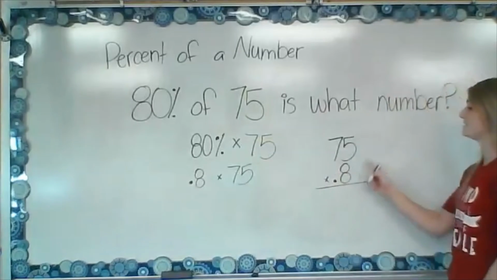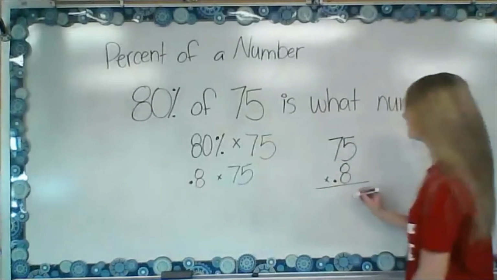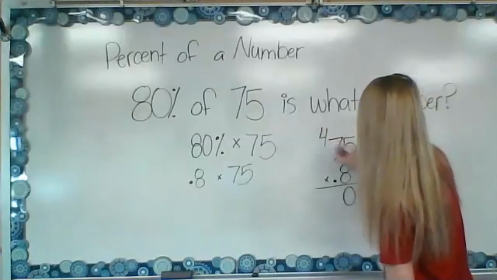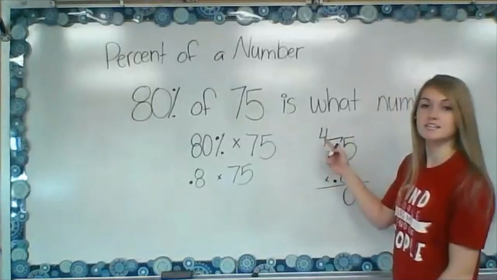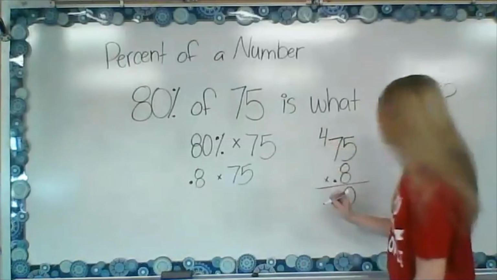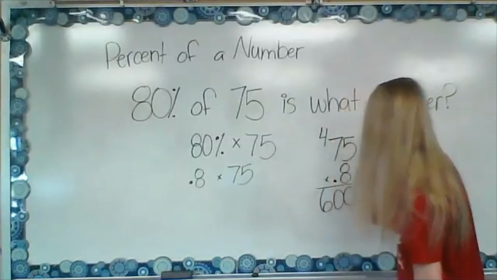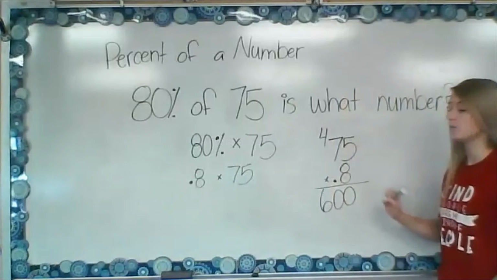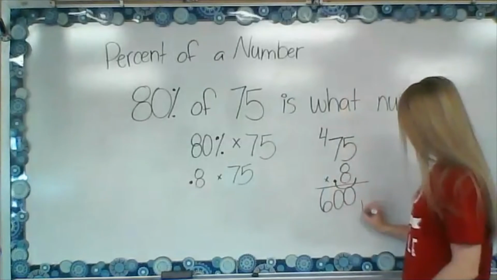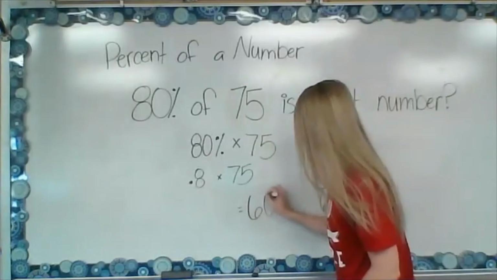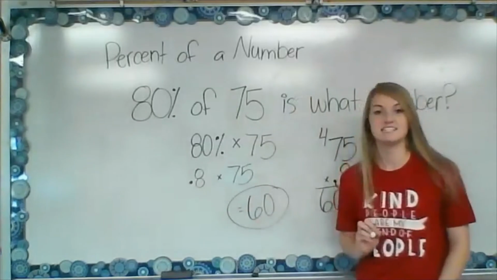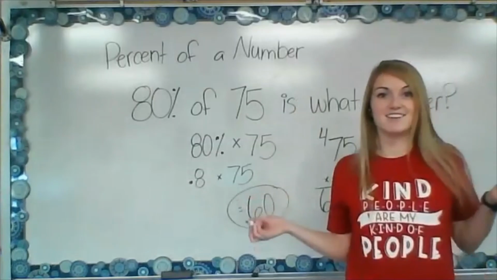We know 8 times 5 is 40. So I'm going to put 0 and then the 4. 8 times 7 is 56. 56 plus 4, 60, right? Okay, now 1 decimal spot in the problem, so I move it 1 in the answer, so my answer is going to be 60. That's all I have.